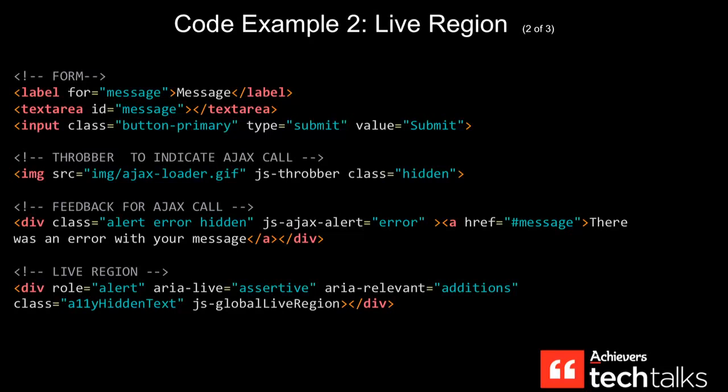What makes it live is these two attributes, role alert. There are about five different roles in particular with different contexts, like log and alert. In this case, I'm using alert. You can look those other ones up. But aria-live assertive means, there's assertive or polite, assertive means whatever your screen reader is saying, once this is triggered, it'll interrupt you. And how this is triggered is all you do is change what's inside of there.